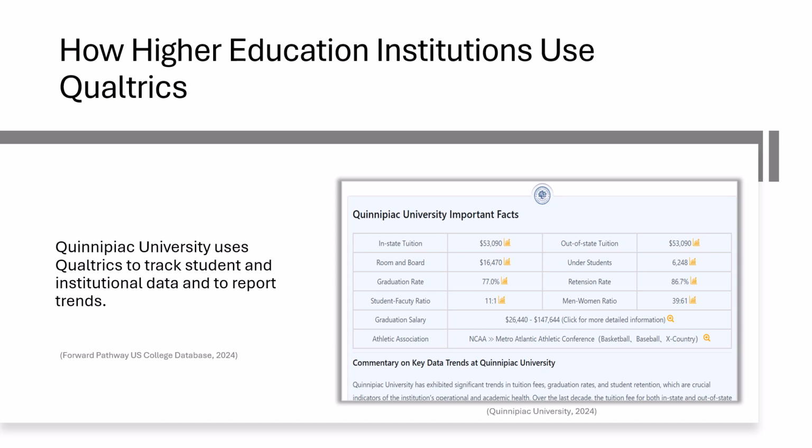Qualtrics is a great tool for higher education professionals and for collecting data on education-related topics. Forward Pathway released an article in 2024 detailing some of the benefits of using Qualtrics in higher education, and within that article, they linked a separate article from Quinnipiac University that shows how the institution uses Qualtrics to gather and assess data related to enrollment statistics and post-graduation trends.